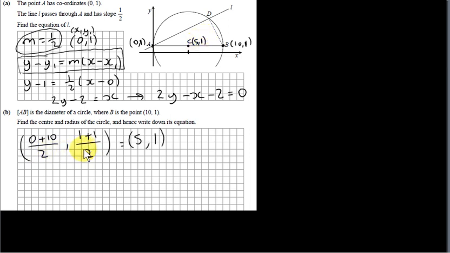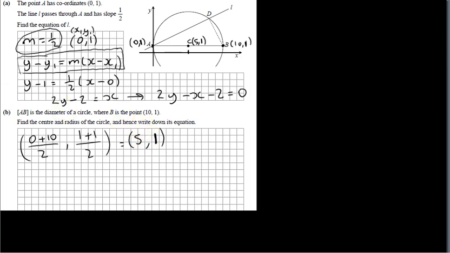Of course, we could do this more formally by using a formula for the midpoint of a line segment. The formula is x1 plus x2 over 2, comma y1 plus y2 over 2. And so we average the x values. So we have x1 is 0, x2 is 10. So the average of 0 and 10 is 0 plus 10 divided by 2. We just get the mean of x1 and x2. That's 5. And we get the mean of y1 and y2. So we add y1 and y2 together. In this case it's 1 plus 1. Divide by 2 because it's two values. So we get 1. So this is the center of the circle.